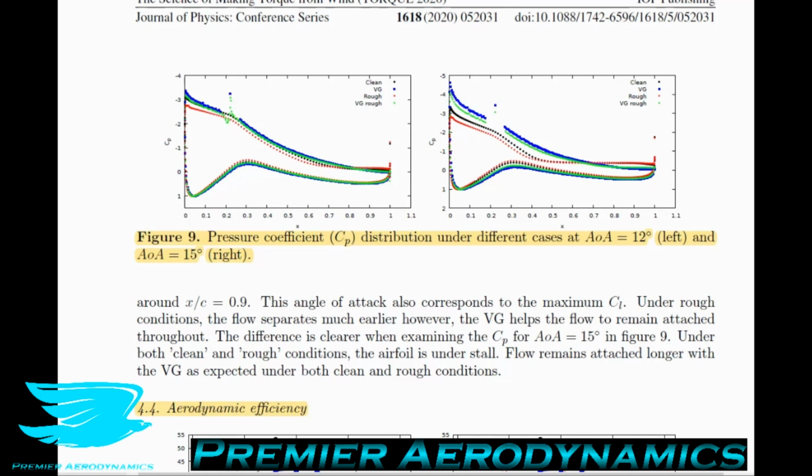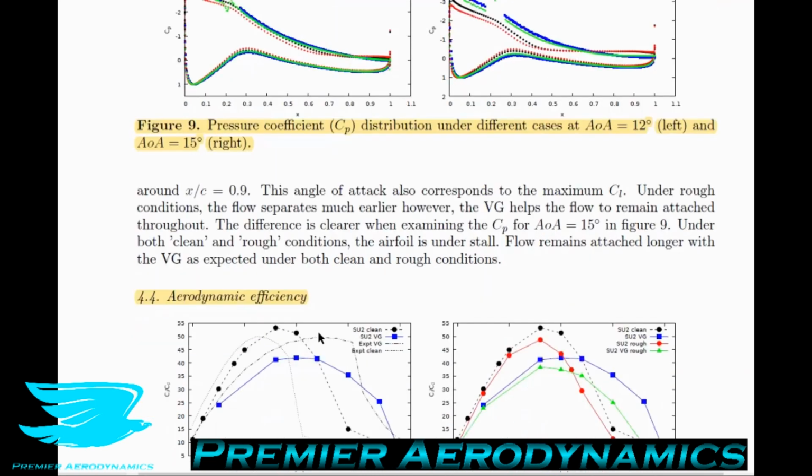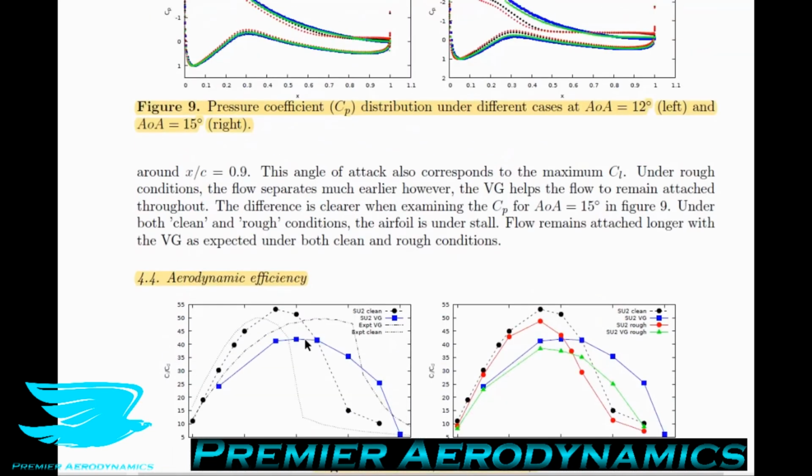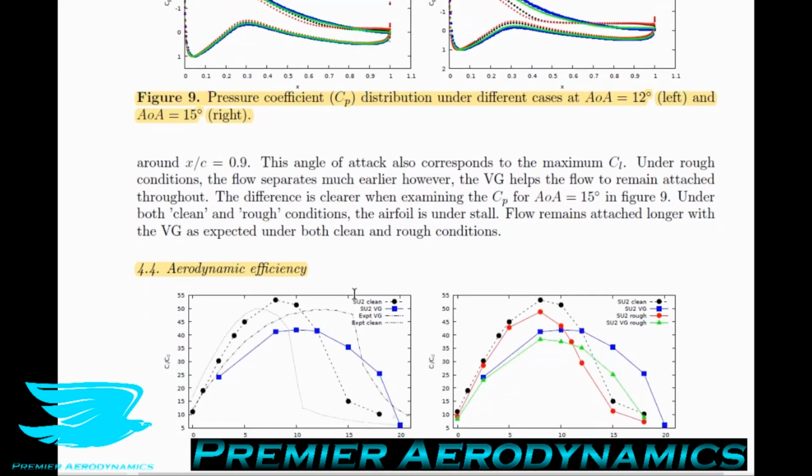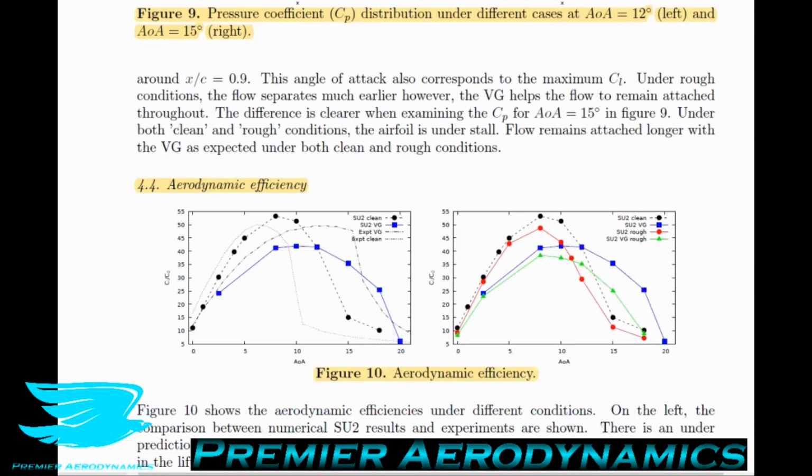Under both clean and rough conditions, the airfoil is under stall. Flow remains attached longer with the vortex generator cases compared to the clean and rough conditions, but it still separates at some point. It's not 100% attached, which you might need more vortex generators or more efficient vortex generators to achieve. So what about the aerodynamic efficiency?